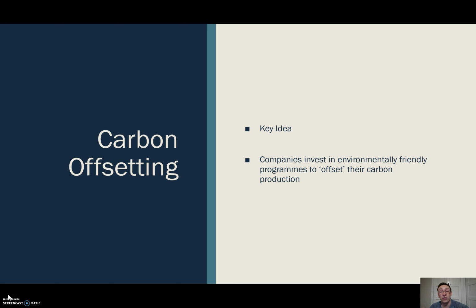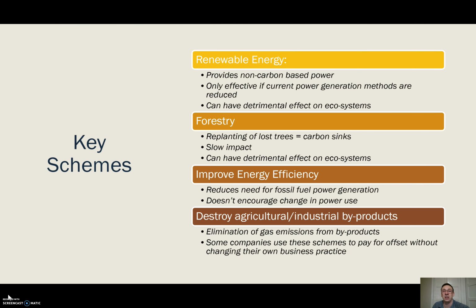Now, carbon offsetting is similar in that it is companies or nations investing in environmentally friendly programs to offset the amount of carbon that they produce. Now, there's a variety of different key schemes that we look at here. Here's some of the four that we're going to focus on. So we look at renewables, just generally renewables. Great idea in that it provides non-carbon based power, which is fantastic. But it's only effective if you tail off your coal and gas, etc. power generation as well. And dependent what type of renewable energy you're looking at, they can have detrimental effect on reasonably delicate ecosystems, and we'll talk more about that later on in the video.